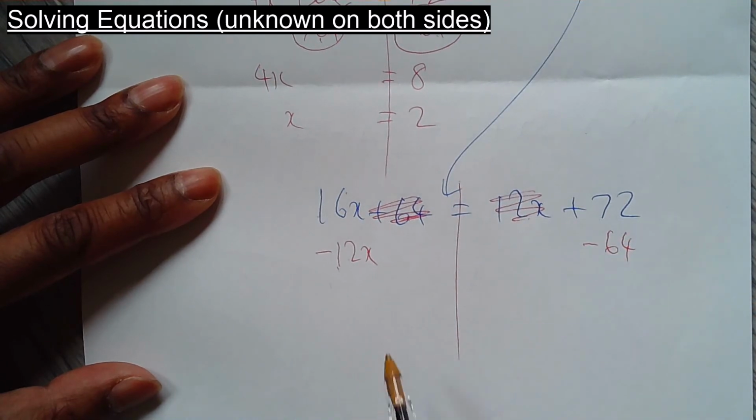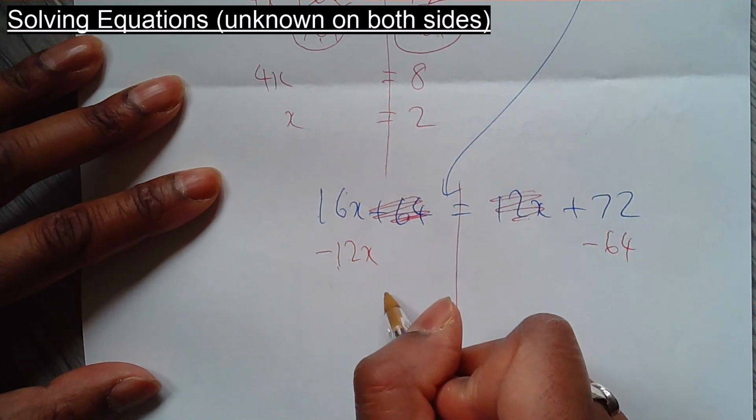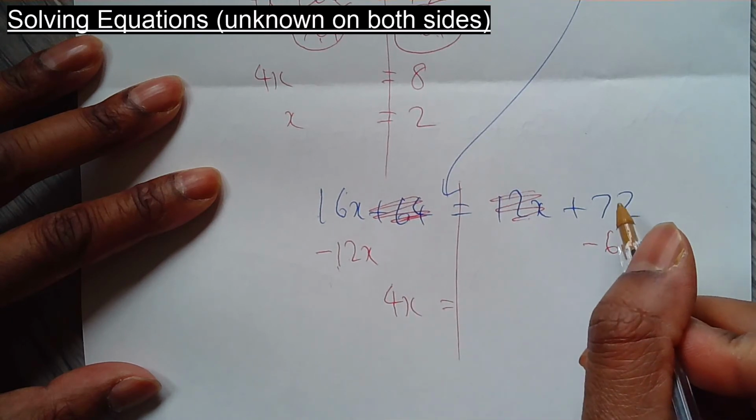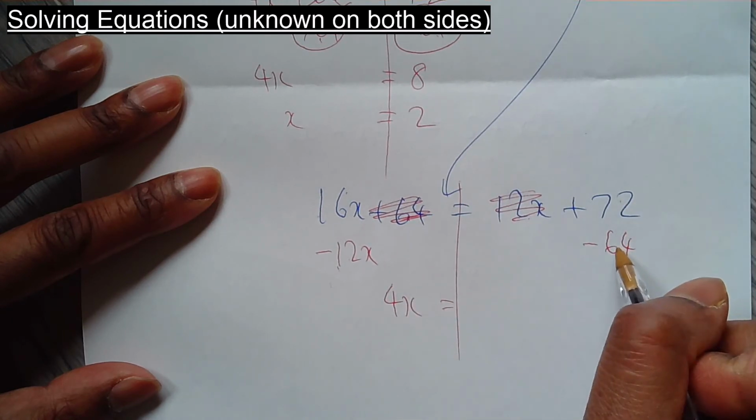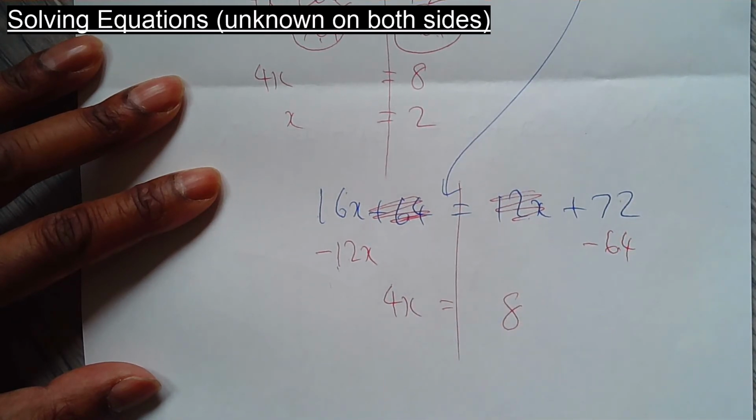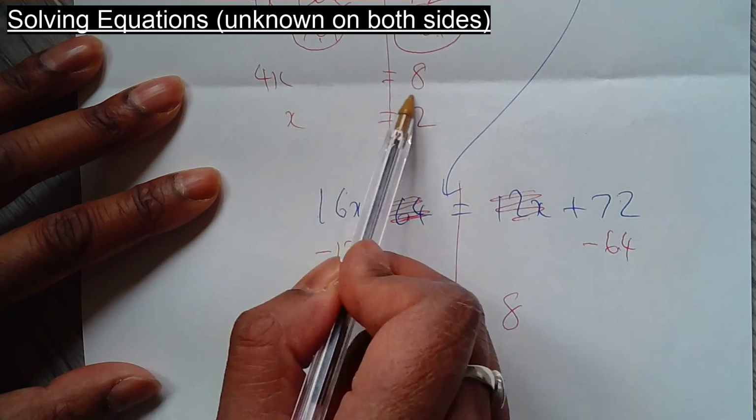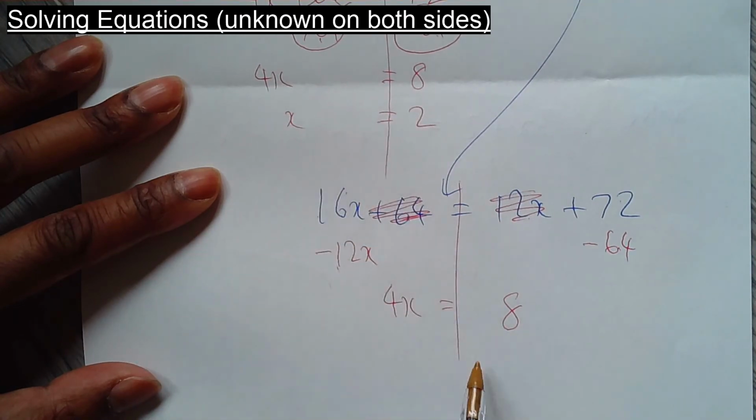So let's see what happens now. 16x take away 12x is 4x. 72 take away 64 is 8. Remember, that's what I had over here. Look, in the previous calculation, I had it here, and I've got the same thing again. So x is equal to 2.